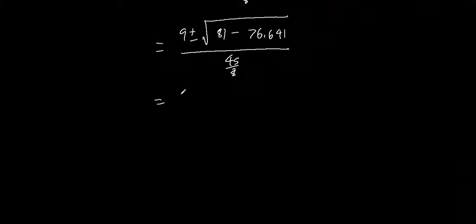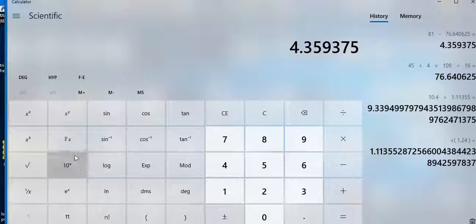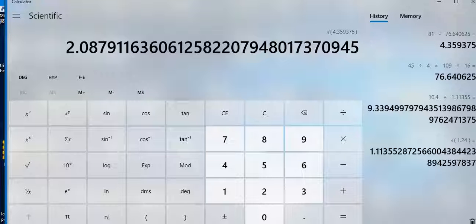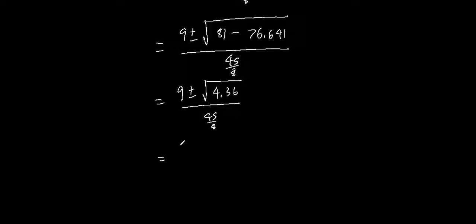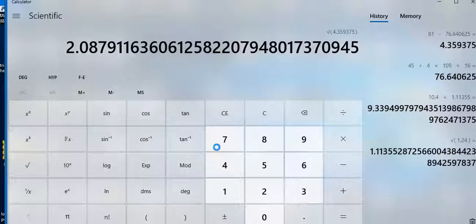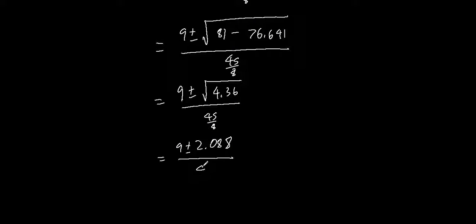I know my rounding isn't correct technically, plus or minus 4.36. Right, okay. This is over 45 over 8. Okay, square root of 4.36. I can take the square root of this. That works good enough. 2.088. So now that's just 9 plus or minus 2.088. I approximated right? Yeah, okay. I did. All over 45 over 8.